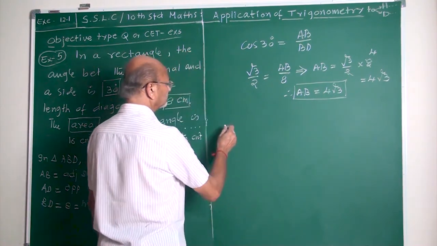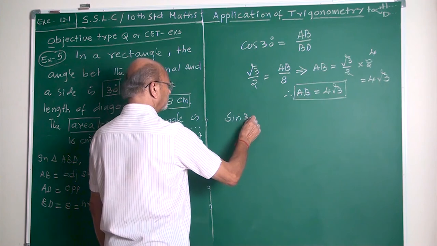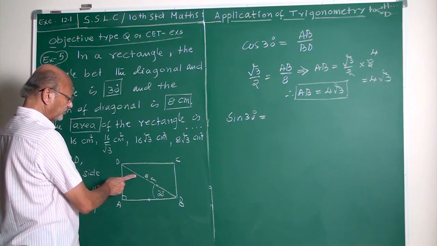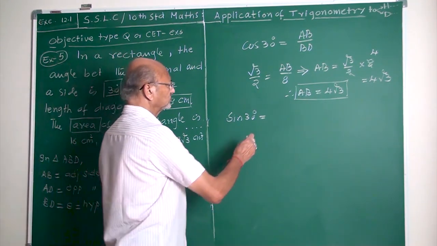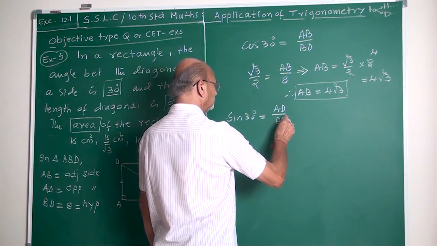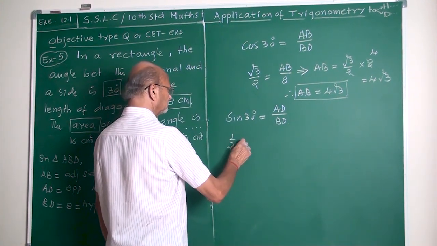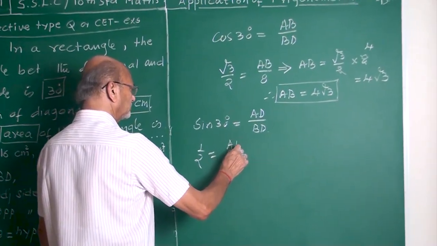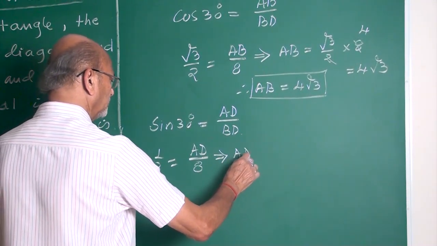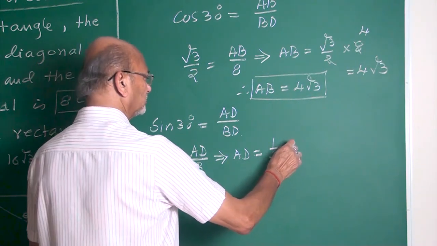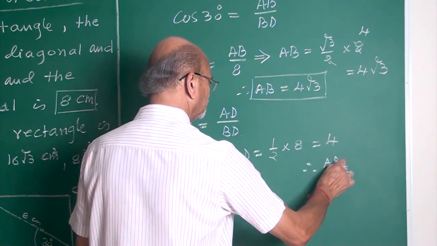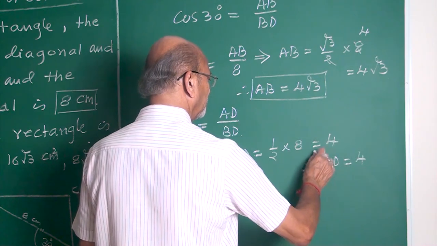Second, you take sine 30. What is sine 30? Opposite side AD upon hypotenuse BD. Sine 30 is 1 by 2. AD we want to find. BD is given here. From this, tell me, what is AD? AD is 1 by 2 into 8. That gives 4. Therefore, the value of AD is 4.